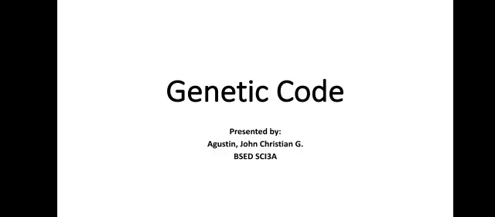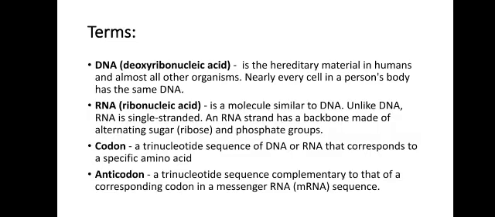We are going to tackle the genetic code. Before we proceed to our main discussion, first let us know the terms that we are going to encounter throughout our lesson. First, the DNA or the deoxyribonucleic acid. It is the hereditary material in humans and almost all other organisms. Nearly every cell in the person's body has the same DNA.